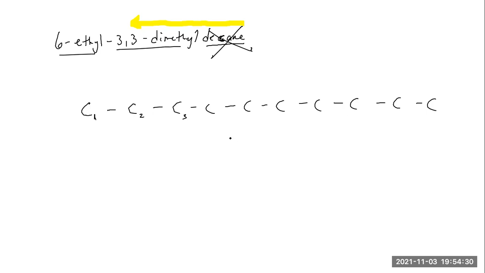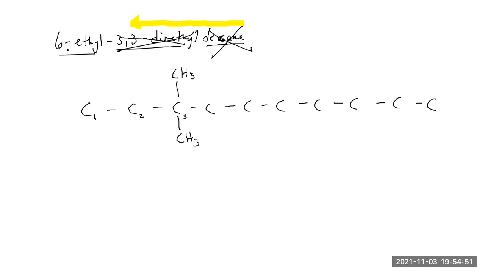And basically, I'm just going to fill in what it says. So dimethyl means I have 2 methyl groups, and they both happen to be at carbon number 3. So that's what I would fill in next. A methyl group at carbon 3, another methyl group at carbon 3. That takes care of that name.